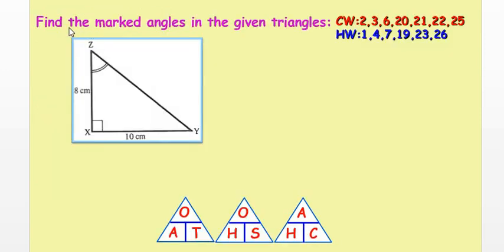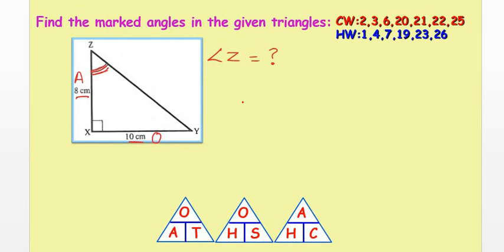Here is an example. It says find the marked angle in the given triangle. So this is the marked angle. They want us to find how much is the value of angle Z. I can see that two of the sides are given in the question. That means I have to name these sides according to this angle. According to this angle, this side is opposite to it and this side is beside it. So this one will be adjacent and this one will be opposite.